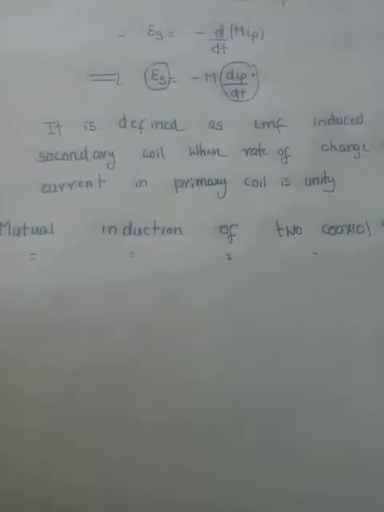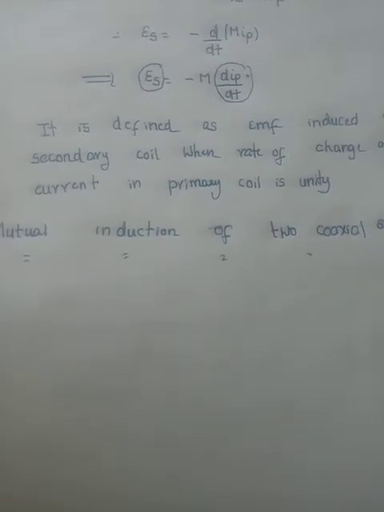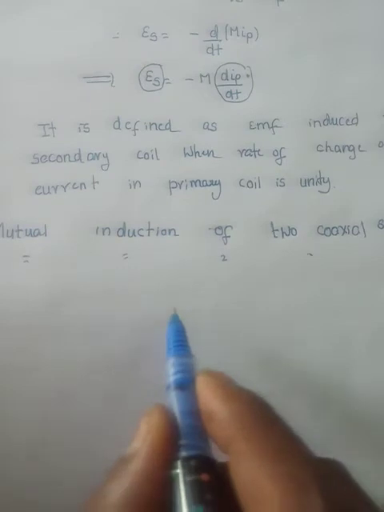Now, the next concept is mutual induction of two coaxial solenoids. If it is one solenoid, we can discuss self-induction of a solenoid. Now, we are going to discuss mutual induction of two coaxial solenoids. Here, instead of taking two separate solenoids, we take one solenoid on the other. That is called coaxial.